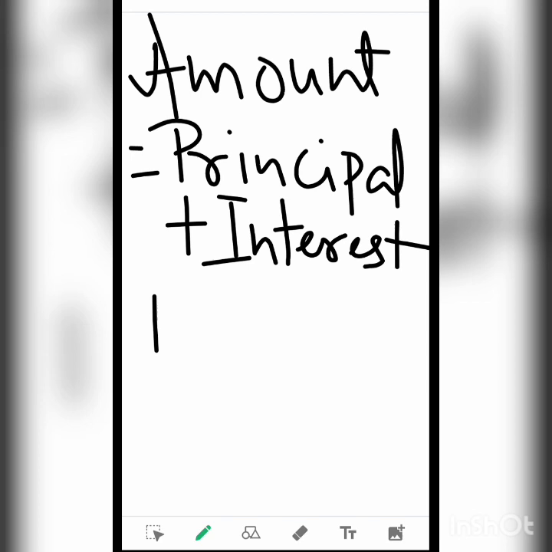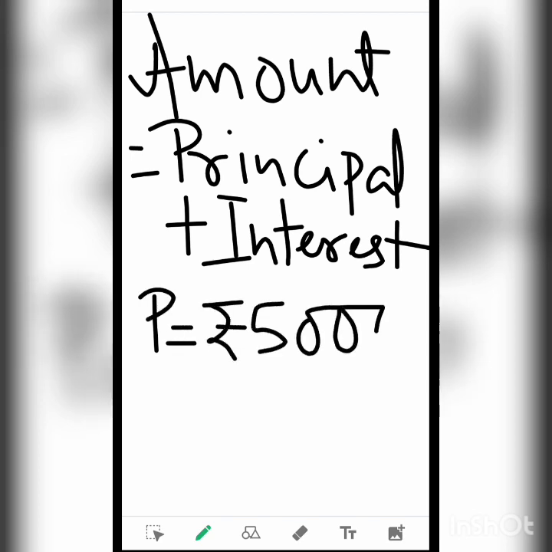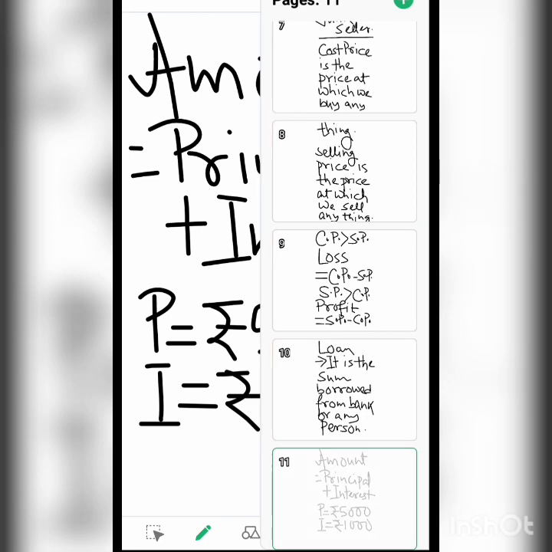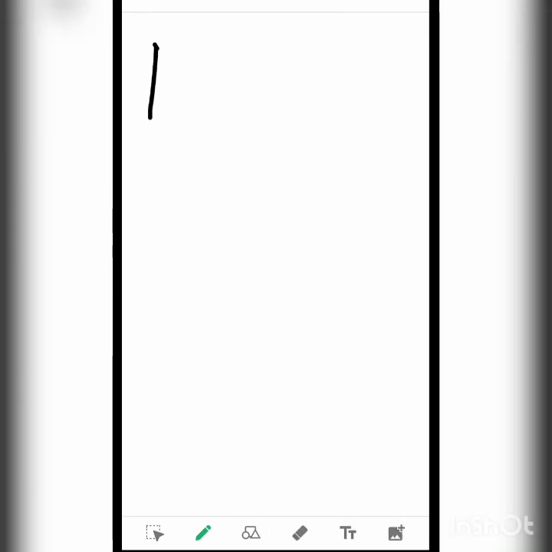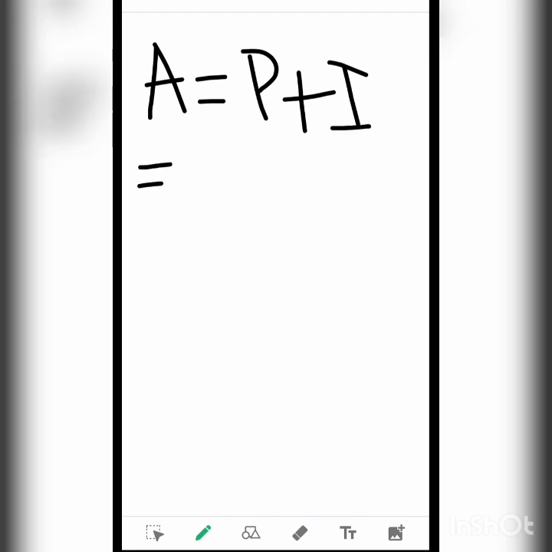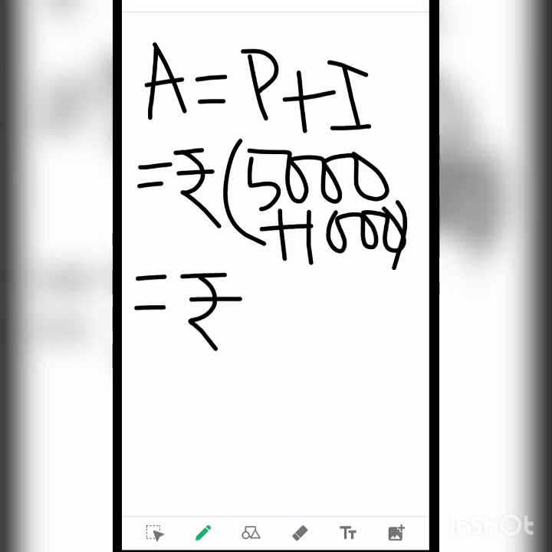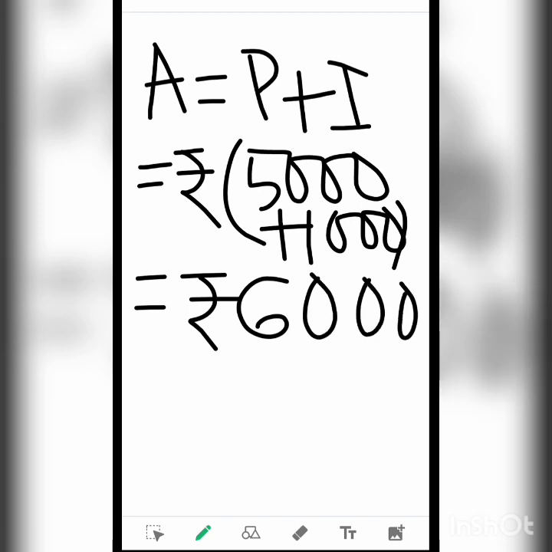Suppose my principal is rupees 5,000 and I am paying interest rupees 1,000. So the amount I am paying is given by the sum of principal plus interest, which comes out to be the sum of 5,000 and 1,000. Now this gives us rupees 6,000. So very clearly you can see that the amount is rupees 6,000.